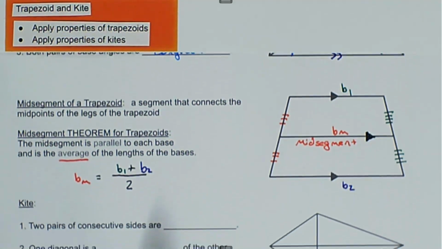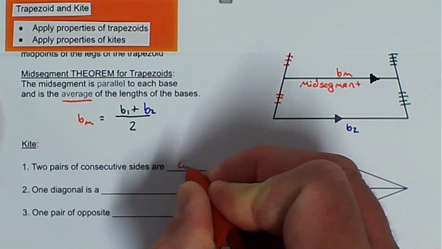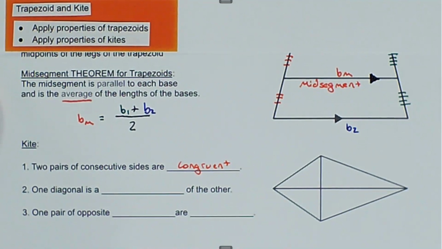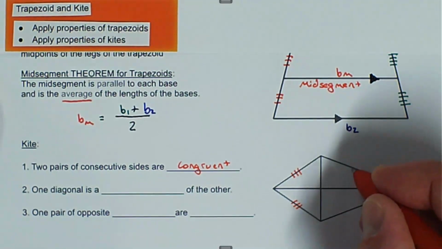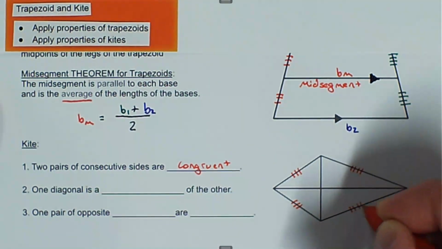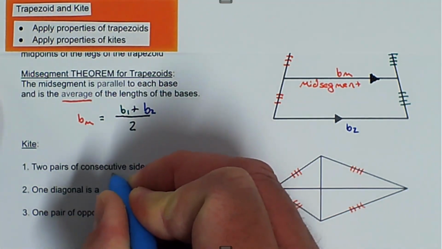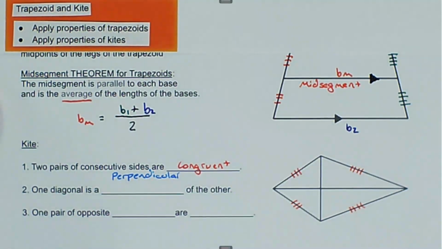Next, we're going to talk about and apply properties of kites. Kites have 2 pairs of consecutive sides that are congruent. So here we can put 3 marks here and 3 marks here to show that those are congruent, and then 4 marks here and 4 marks here to show that those are congruent. One diagonal is a perpendicular bisector of the other.